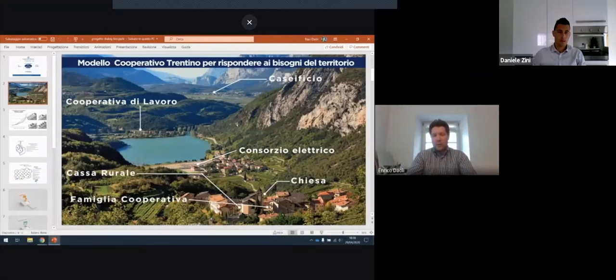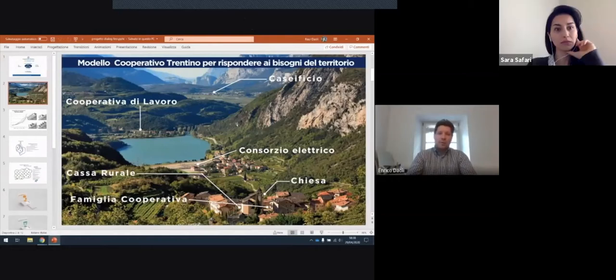The Trentino territory is characterized by some difficulties and criticalities. One of the main threats affecting the territory is the continuous aging of the population, as you can see from the slide. The continuous aging of population and the low birth rate are reflected by the new needs and new services requested by this aging population.